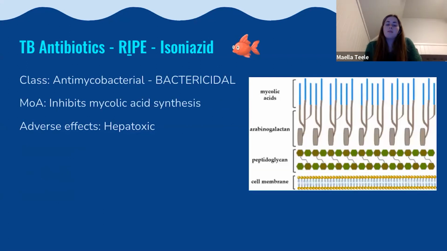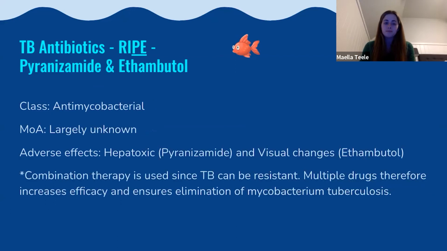Your I in your tuberculosis antibiotics is isoniazid, and that is another antimicrobial, and it's also bactericidal. If you have a look in this image here, you've got your mycolic acids, and this drug inhibits the synthesis of these mycolic acids, which means that the mycobacterium dies. But these are also quite hepatotoxic, so that's something to take into consideration. They're not great on the liver.